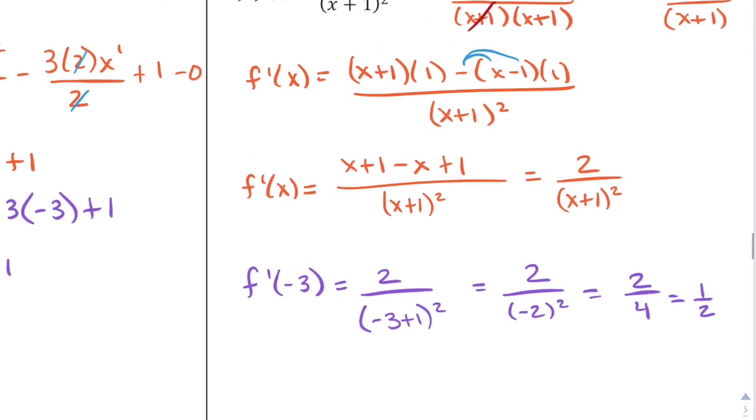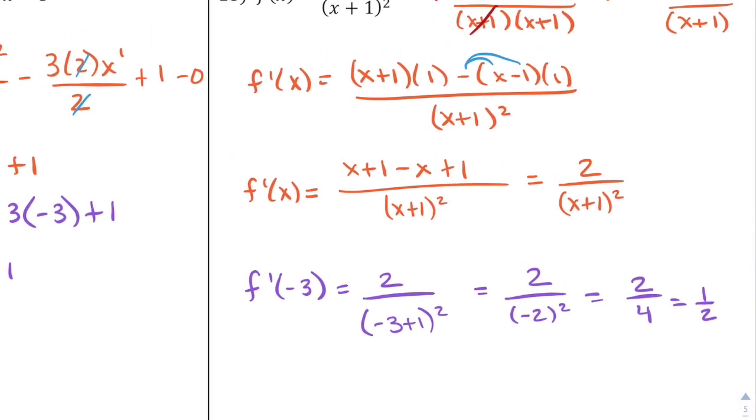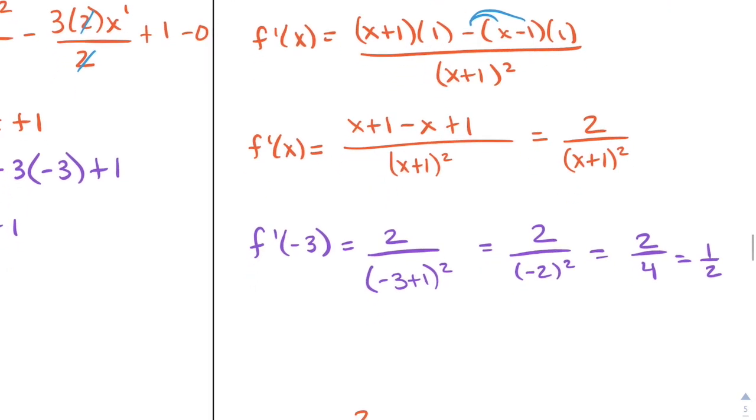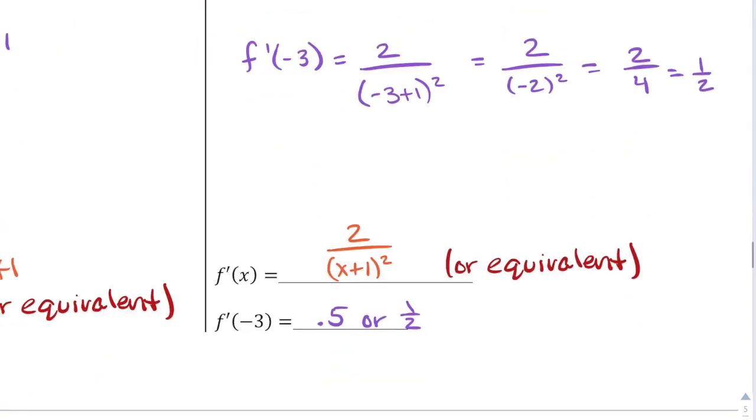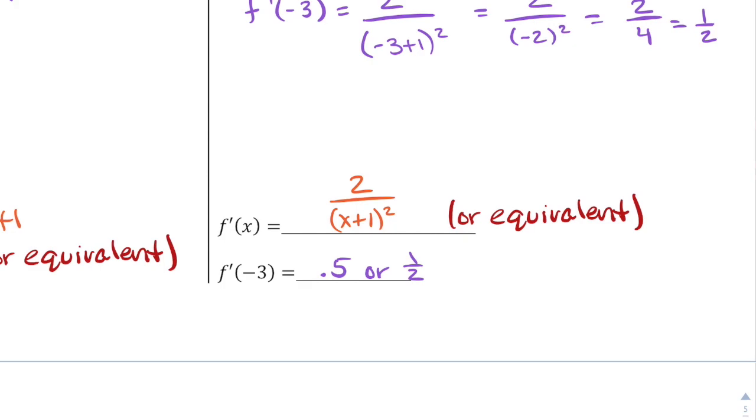Simplifying will give me 2 over x plus 1 quantity squared. Evaluating at -3 gives me that value of 1/2. Again, anything equivalent would be okay. So if you feel more comfortable leaving it like this, then leave it like that. And then just evaluate. And those are my results.